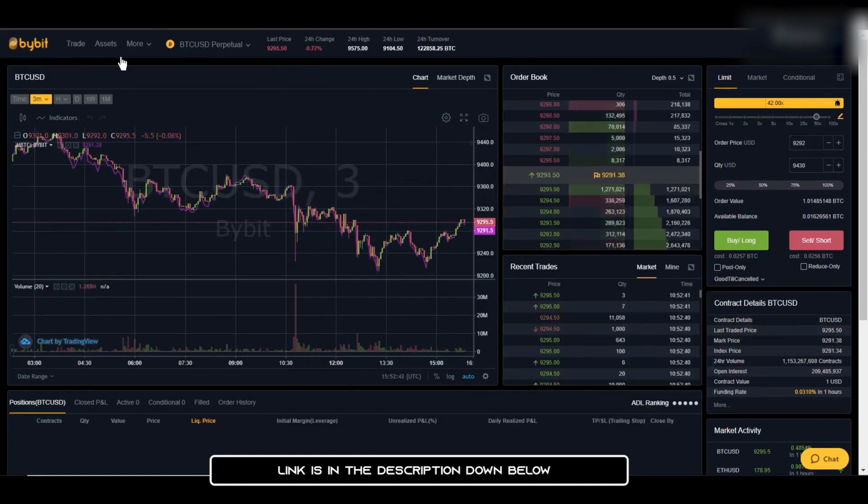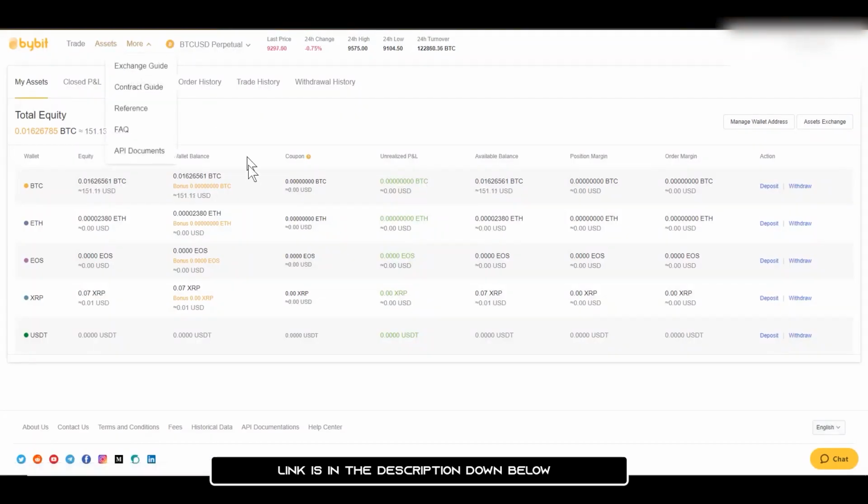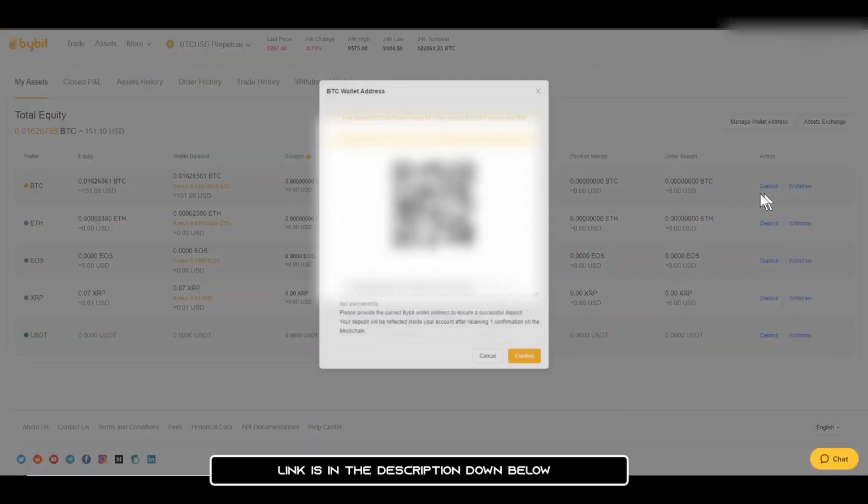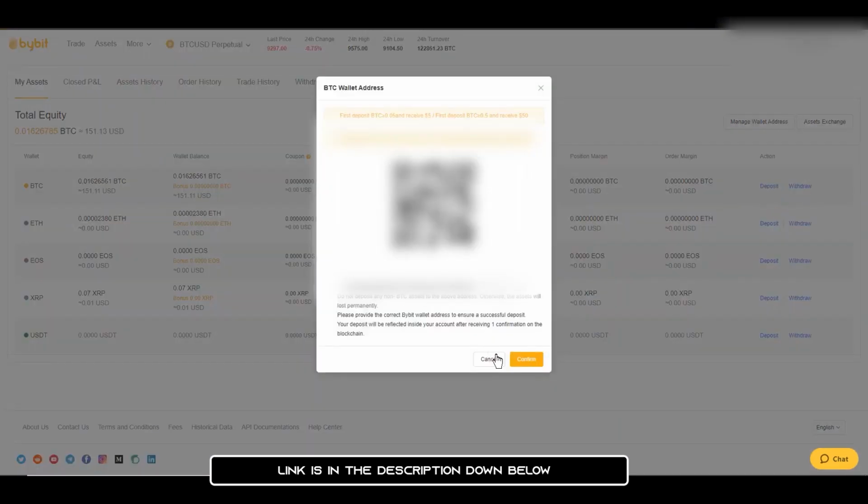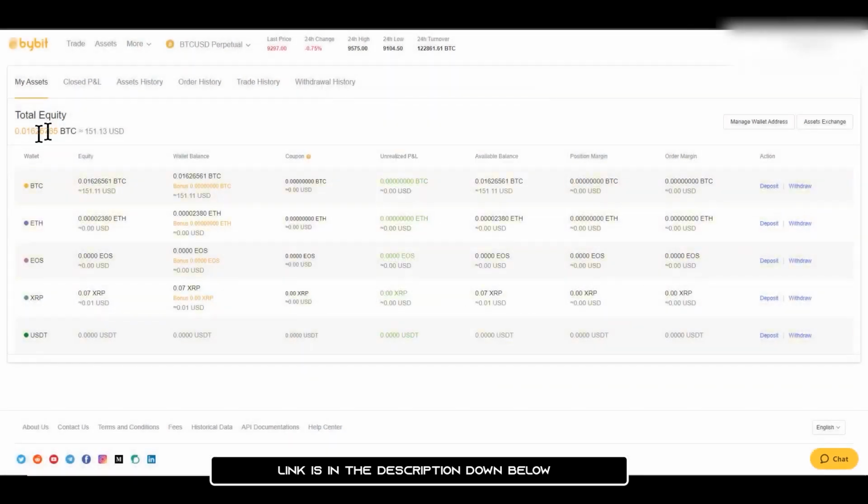So the first thing you're going to want to do is head over to assets here. And you're going to want to deposit your Bitcoin. So you click over here and hit deposit, and there you go. So once your Bitcoin has been confirmed and into your account, you can now start trading. So I've put in just a small amount, just 0.016, just to show you guys how to do this.